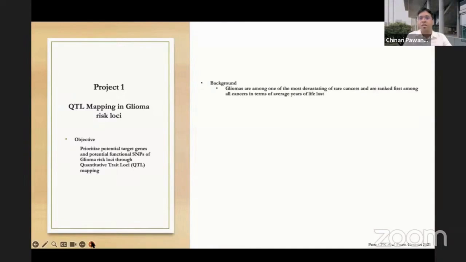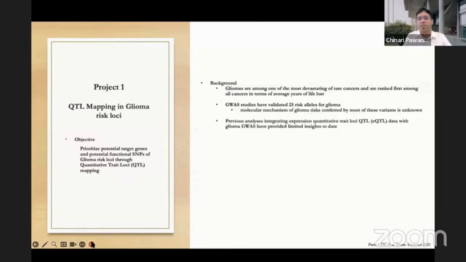So gliomas basically are one of the most devastating and rare cancers, and they're ranked first among all cancers in terms of average years of life lost. And GWAS, which are basically genome-wide association studies, had identified 25 risk alleles for glioma. So we are studying all those 25 risk alleles. And the molecular mechanisms of glioma risk conferred by these variants are unknown.